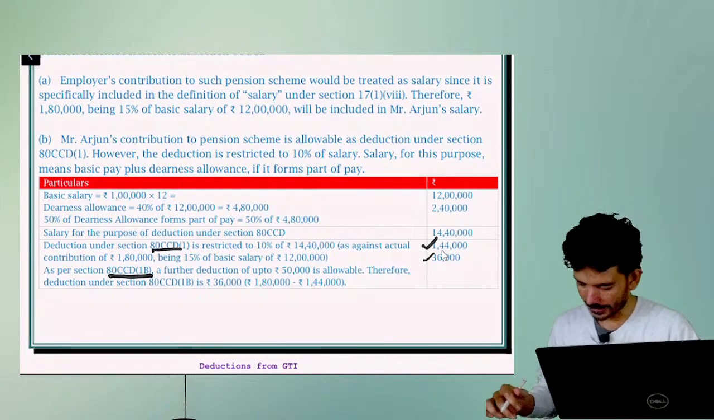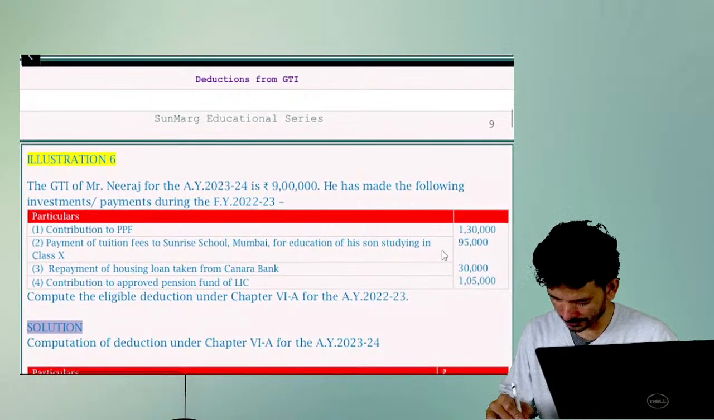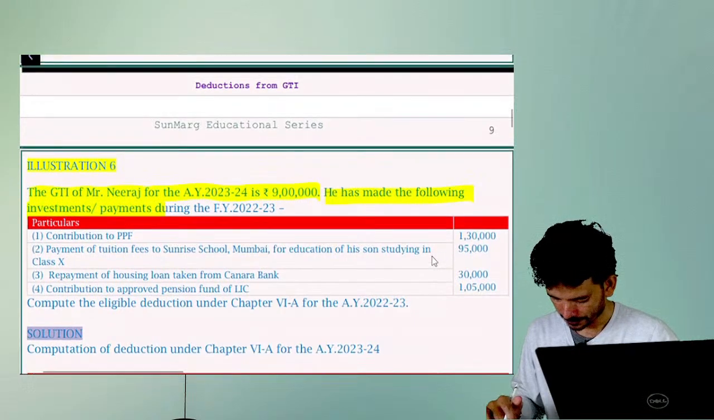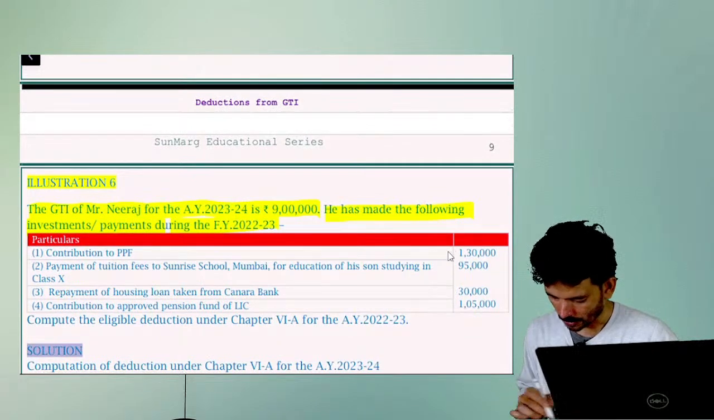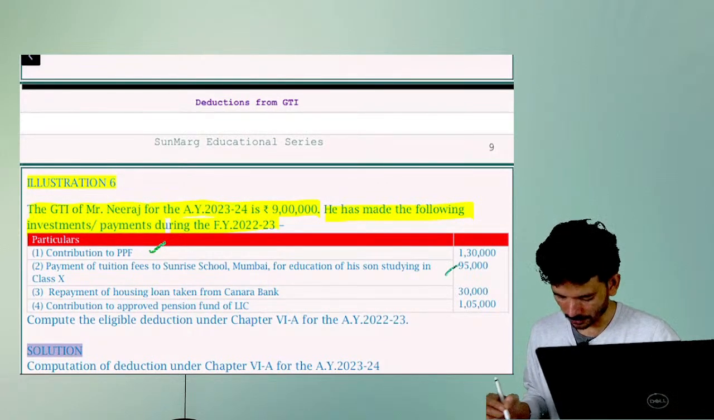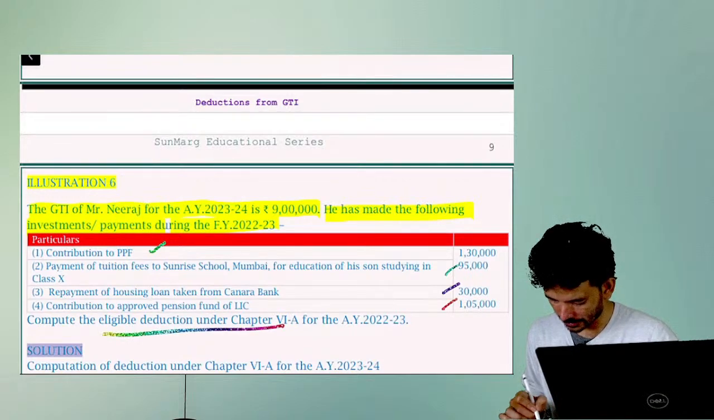Anybody? Clear? Okay. Now, one more question I will solve. The gross total income of this person is 9 lakh. He has made the following investments this year: contribution to PPF 1,30,000; payment of tuition fees of Sunrise School, Mumbai for the education of his son studying in class 10, 95,000; repayment of house loan taken from Canara Bank 30,000; contribution to an approved pension fund of LIC this much. Compute the eligible deduction under Chapter 6A.